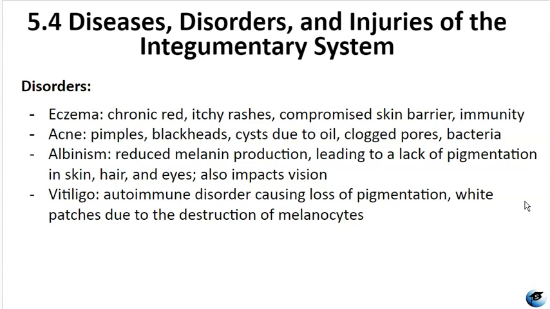Albinism is a genetic disorder characterized by the absence or reduction of melanin production, resulting in a lack of pigmentation in the skin, hair, and eyes. This condition can also impact vision and is caused by various genetic mutations.